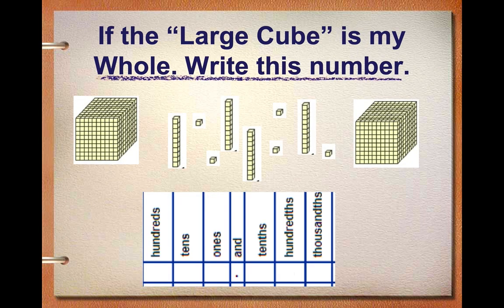So for you, let's change it up for a second. Let's suppose our whole now is defined to be a large cube, going back to our large block of cheese. How would you say this number? How would you write this number? Would you pause the video for a second and think about what this number would be, represented both orally and in written notation?